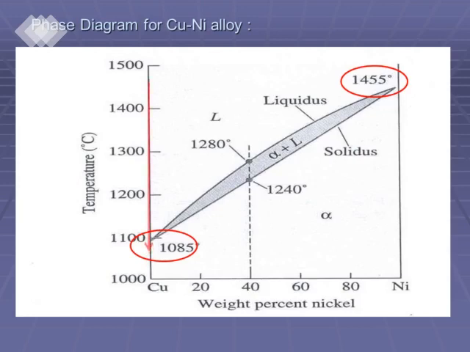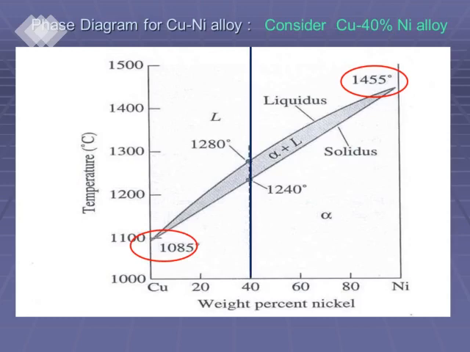Let's say if we cool a hot melt copper metal at 1500 degrees Celsius down to 1085 degrees Celsius, a solid copper metal will start to form at this temperature. Hence, this point is called a freezing point. Likewise, at this point also, the metal starts to melt when it is heated from room temperature to 1085 degrees Celsius.